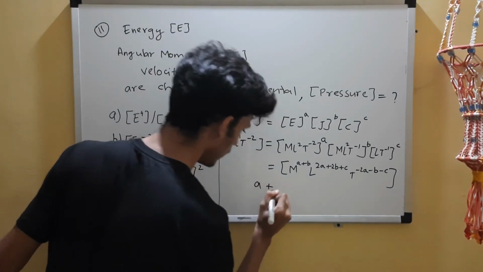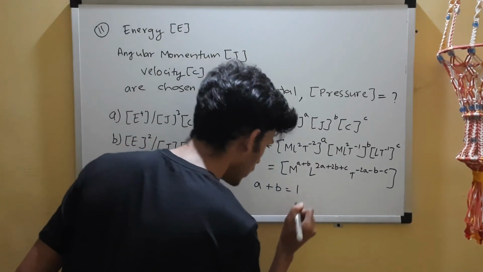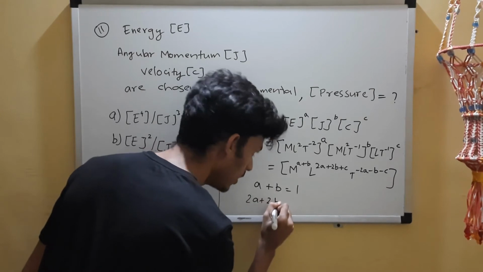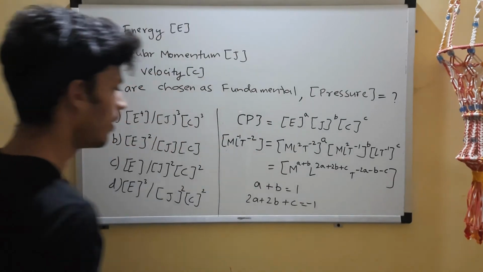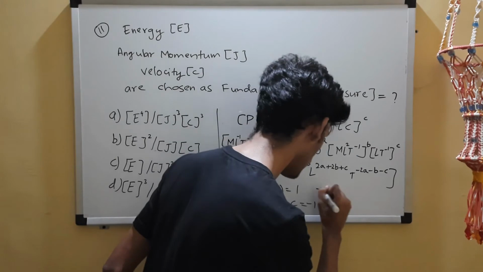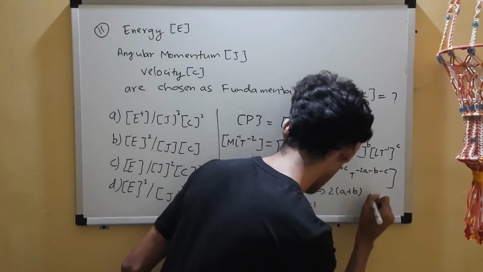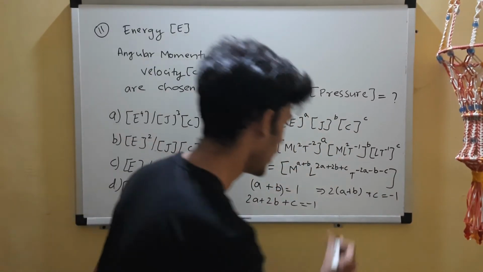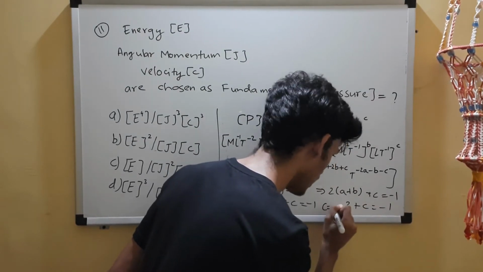So A plus B, we just have to compare. The powers of M should be equal to the power over here, so A plus B is 1. Here we'll get 2A plus 2B plus C equals the power of L, minus 1. Since A plus B is 1, I'll do smart work: take 2 common, so I get A plus B over there plus C equals minus 1. A plus B is nothing but 1, right? So 2 into 1, 2 plus C is minus 1, and C is minus 3.